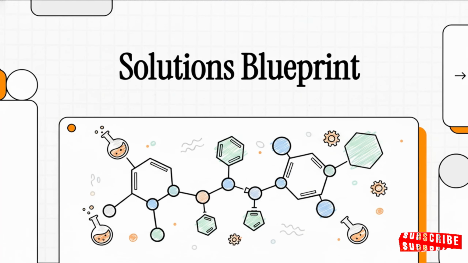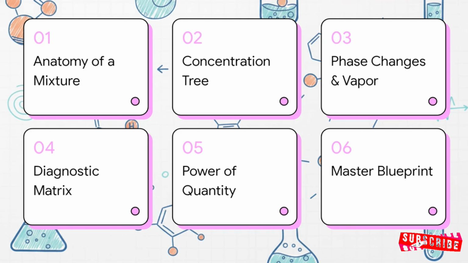It's a true blueprint. So here is the roadmap for our step-by-step guide today. We'll cover the anatomy of a mixture, the concentration decision tree, phase changes in vapor, the intermolecular diagnostic matrix, the power of quantity, and we'll wrap it all up with the master implementation blueprint.